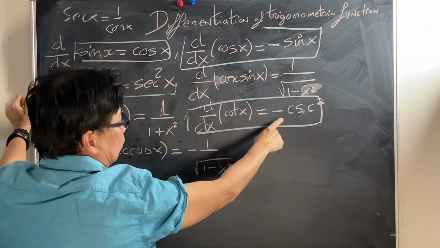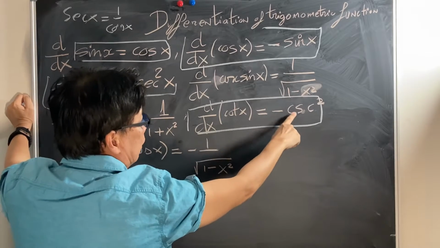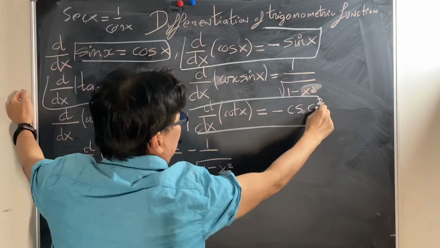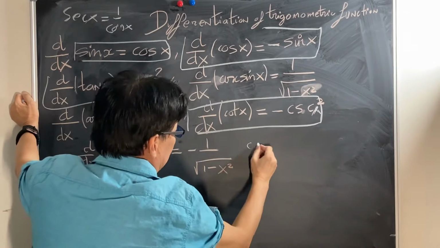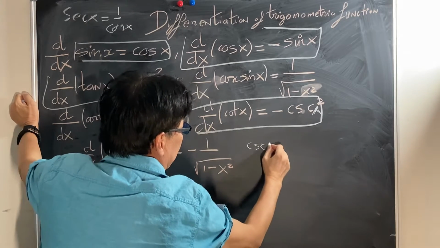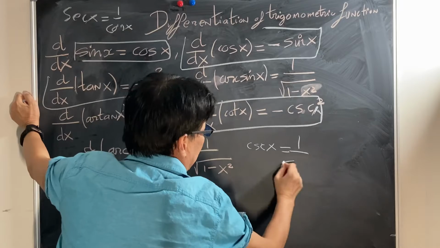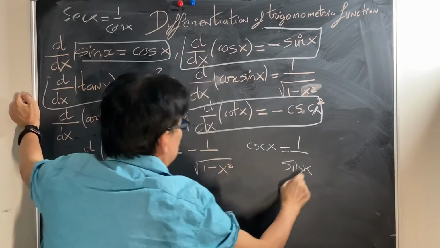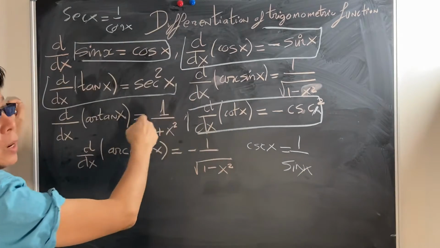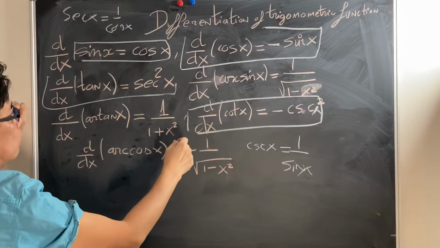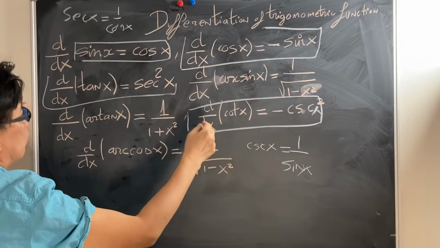Okay, and also derivative of cotangent x equals minus cosecant square x. And cosecant x equals 1 over sine x. Remember, you just have to memorize, and there's no way to prove. You don't need to prove.